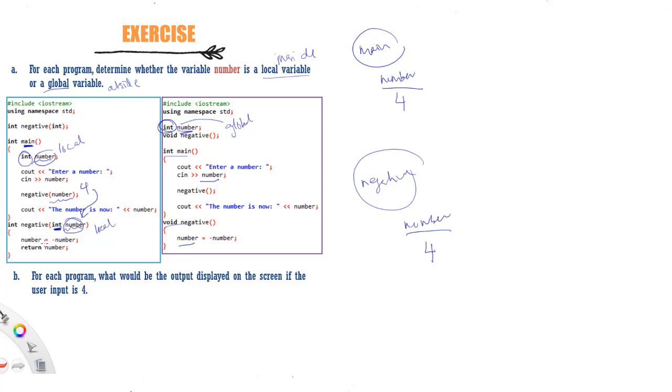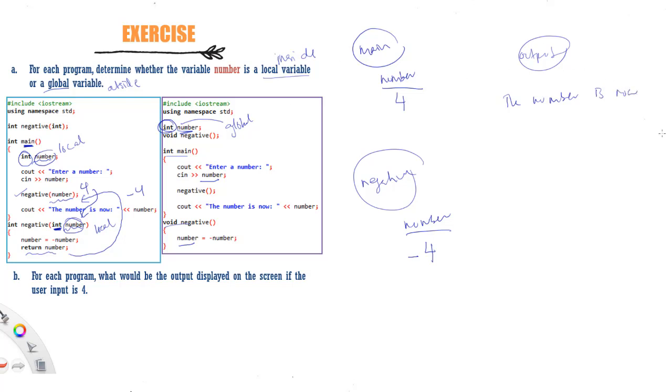Then it goes inside: number equals negative number, meaning that it wants to make this a negative number, so number equals negative 4. Then it will return the number, meaning that it will return back to the place that called it here. So it will receive negative 4. Now since we have finished this, we go on to the next line, cout, the number is now, so this would be our output.